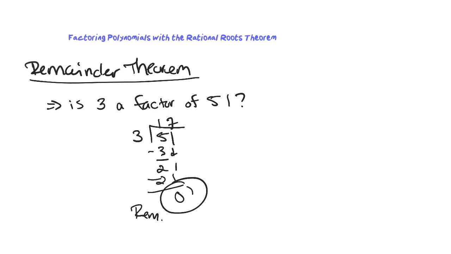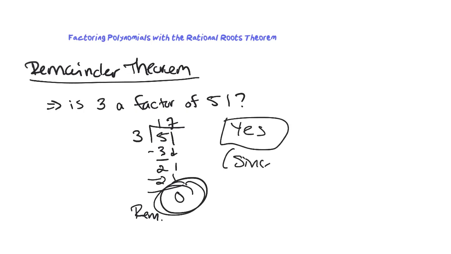Since we get a remainder of 0, the answer to the question, is 3 a factor of 51, is yes, since our remainder is 0.